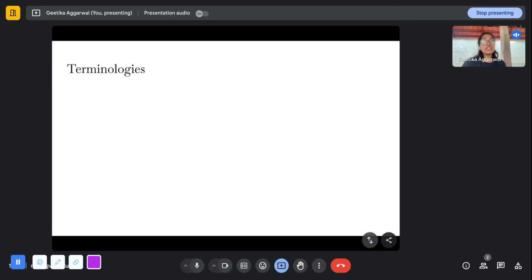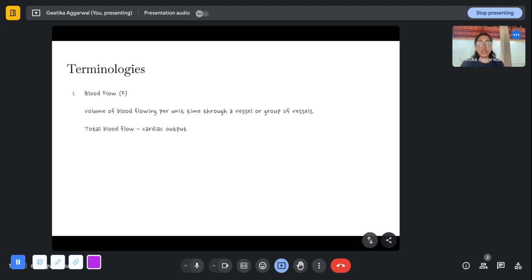Moving on to the terminologies that were discussed during this week, basically we talked about blood flow, and blood flow is actually the volume of blood that is flowing per unit time through a vessel or a group of vessels. So either you can be talking about a single vessel or you can be talking about a group of vessels, but the volume of blood that is flowing per unit time is the blood flow. Total blood flow is also called the cardiac output, basically whatever the heart outputs. That's the total blood flow.